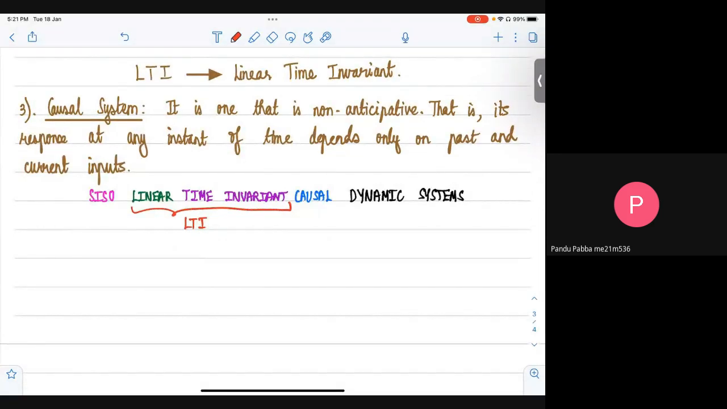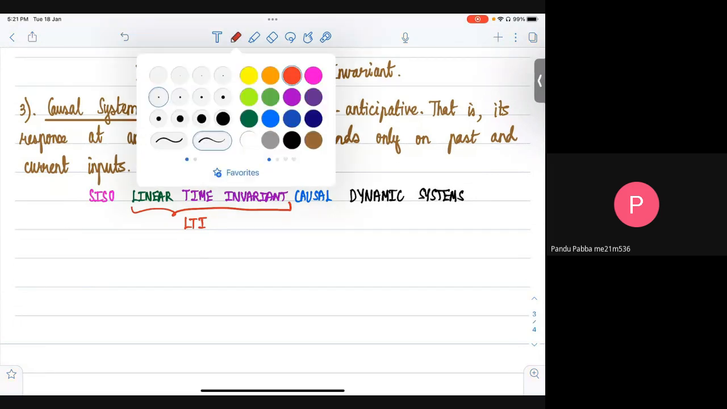All right. So any questions on what we have learned till now? We just have learned about different classes of systems, and we have identified what class of dynamic systems we will be studying. Any questions?